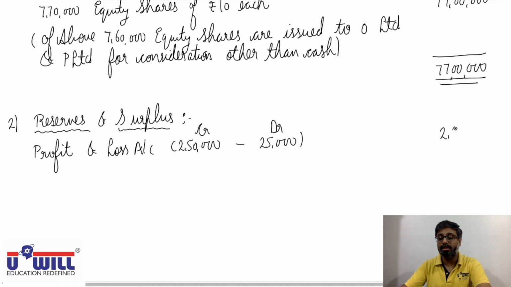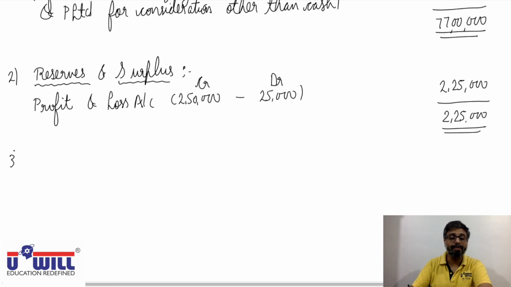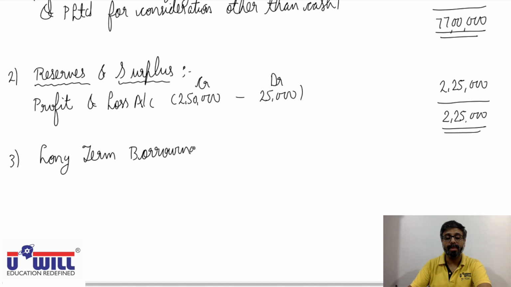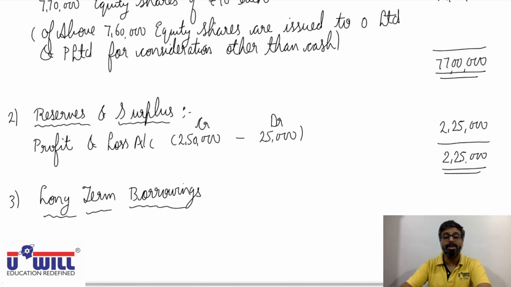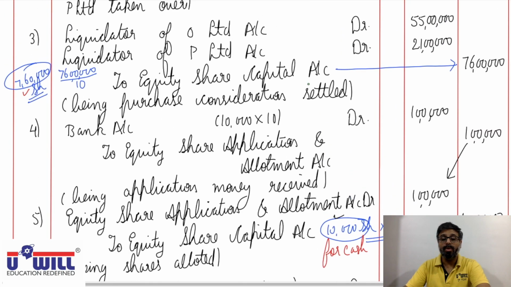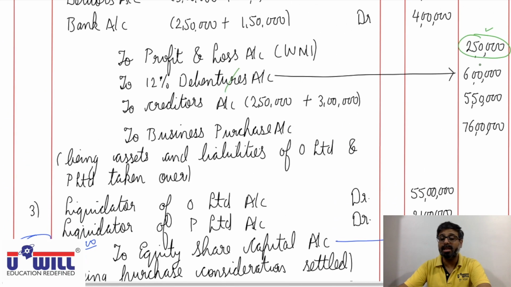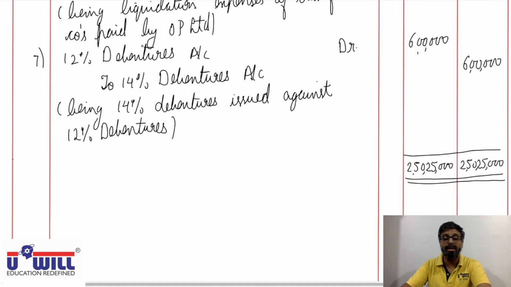So 2,25,000. Total also 2,25,000. Now note 3. In non-current liabilities we have long-term debt or borrowings. So long-term borrowings. In that we have only debentures. Now again in case of debentures, in entry number 2, 12% debentures account credit 6 lakhs, and in entry number 7, 12% debentures account debit 6 lakhs gets closed.